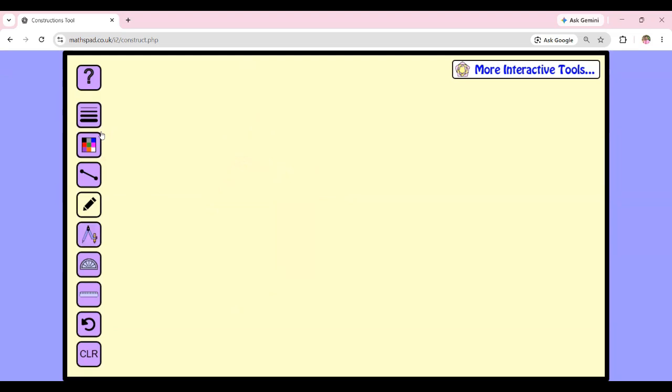First question: draw a triangle with AB equal to 5 centimeter, angle A equal to 70 degree, and angle B equal to 60 degree.